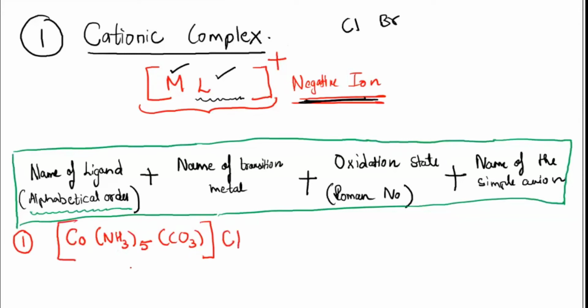So this is the first example I've written here. You can see Co, this is cobalt, then NH3 five times, then you have CO3 written in bracket, then outside you can see Cl.